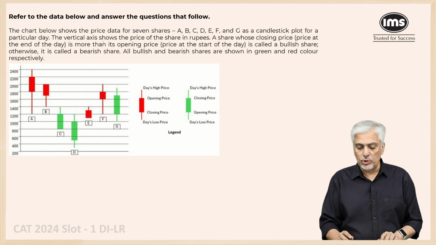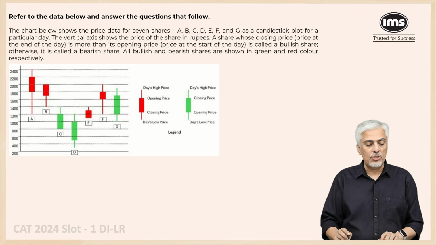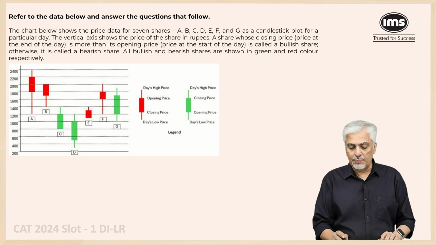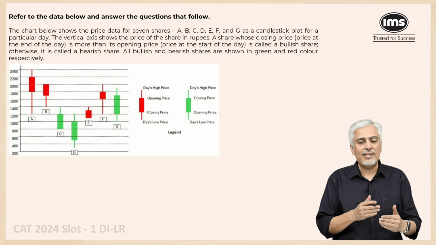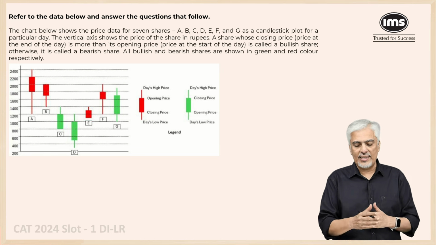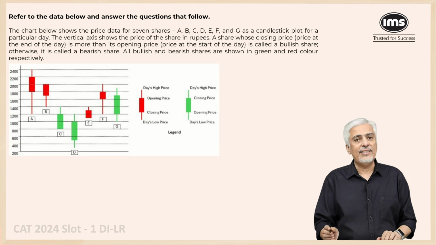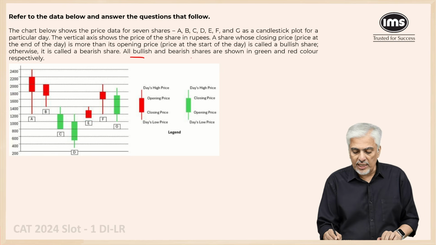Now, the chart below shows the price data for 7 shares A to G as a candlestick plot for a particular day. The vertical axis shows the price of the shares in rupees. And there's a price at the start of the day, price at the end of the day, lowest price, highest price, all those things were given. You can read that part very clearly. All bullish and bearish shares are shown in green and red color respectively.